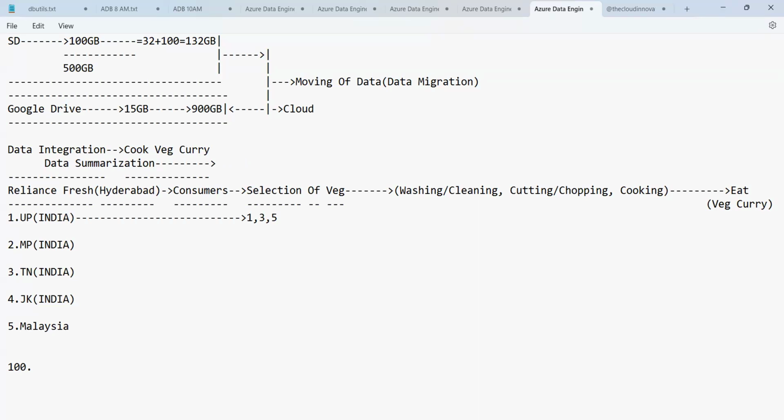Data summarization also has three layers. The first one is called what? Extraction of data. And the next layer is, what is it, guys? Transformation of data. And the final layer is, what is it? Loading of data.